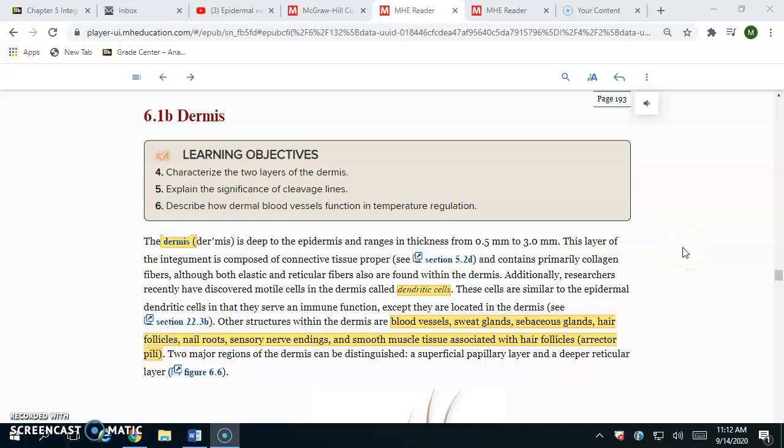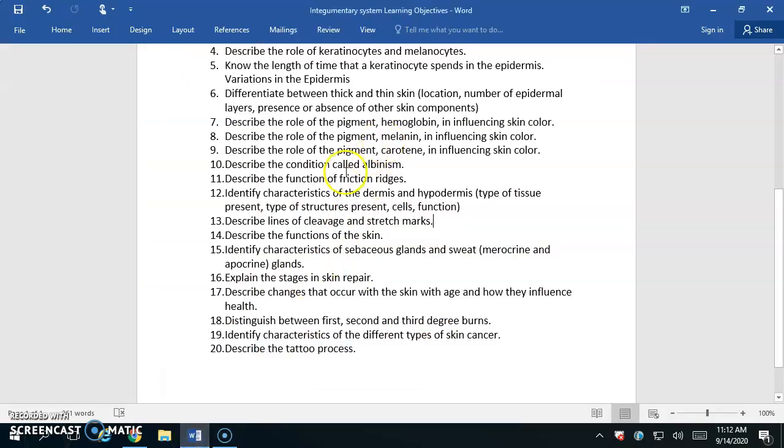In this video, A&P1 students, we are going to continue talking about the integumentary system. Now, I'm going to go to our learning objectives. We're kind of moving away from the epidermis, which is what we've been focusing on through most of our learning objectives for this chapter. Now we're going to move to the dermis, which is the deepest layer of the integument, and talk about its characteristics, and then we'll also talk a little bit more about the hypodermis, which is also called the subcutaneous layer, and some of its characteristics as well.